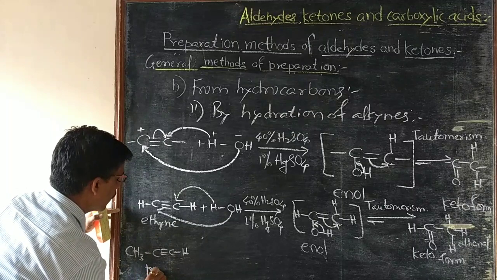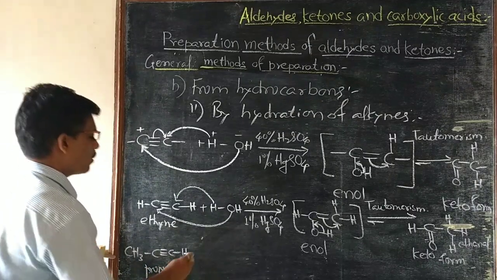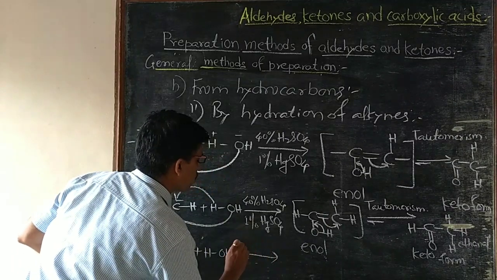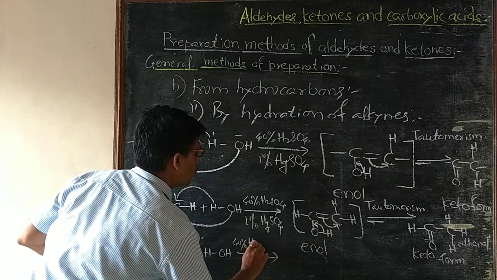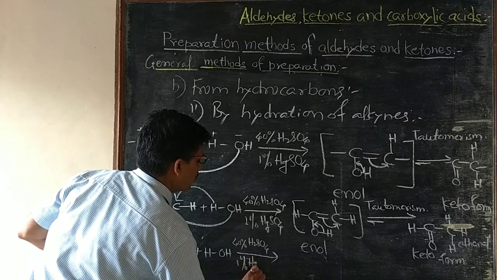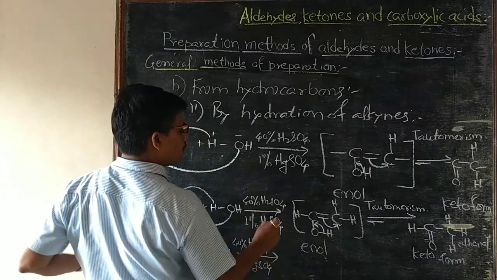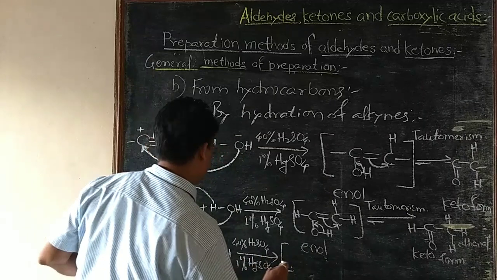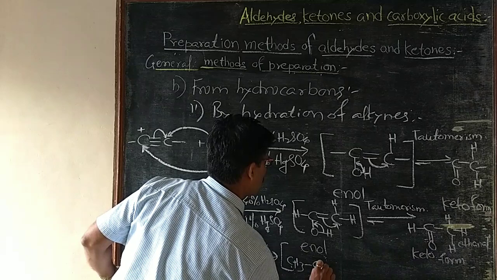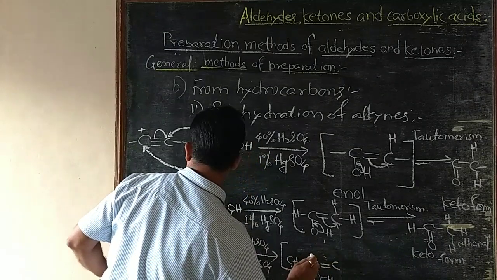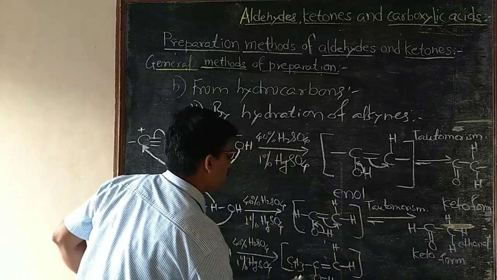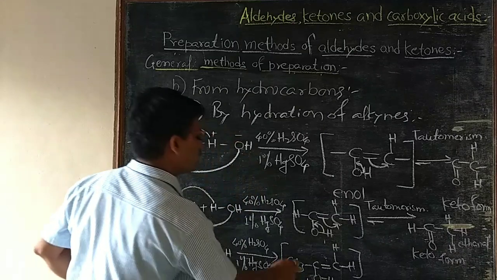It is propyne. It reacts with water molecule in the presence of 40% sulfuric acid, 1% HgSO4, that is mercuric sulfate, to form its addition product, that is CH3 C OH double bond CH. It is the enol form. It is unstable.